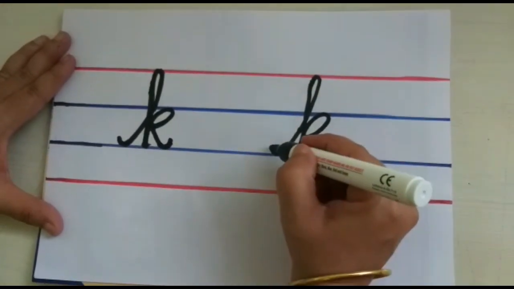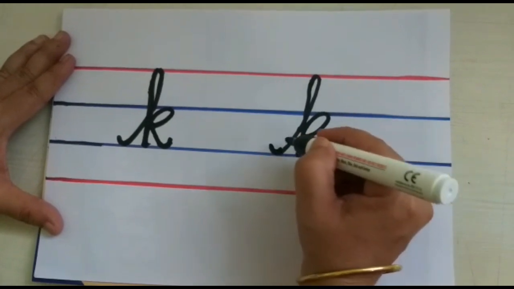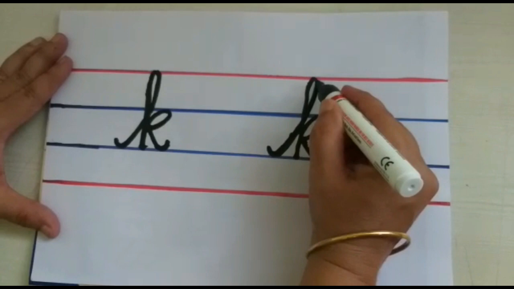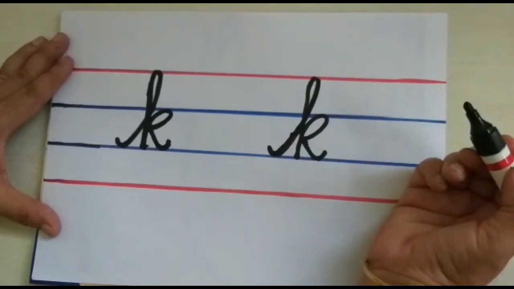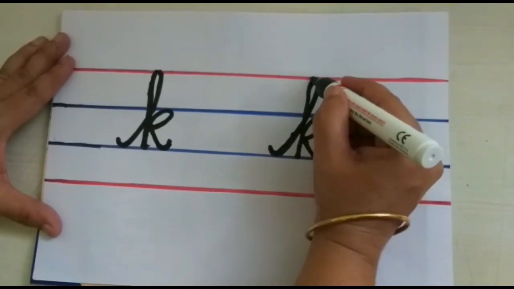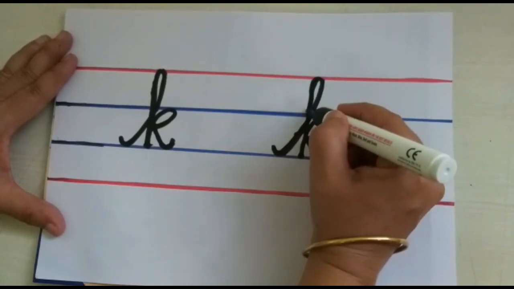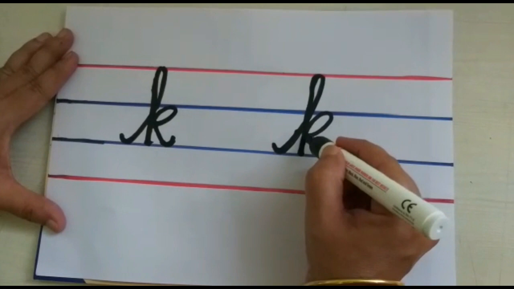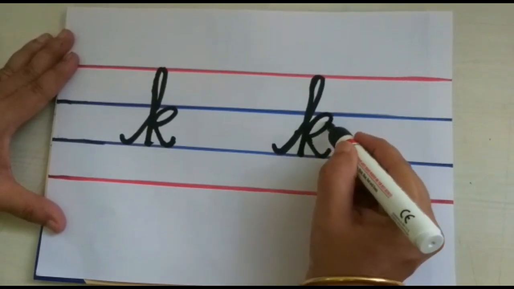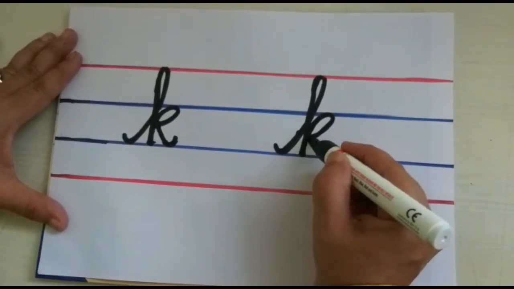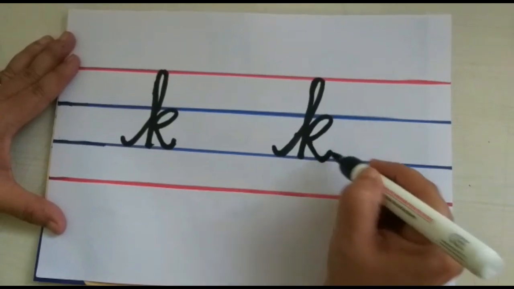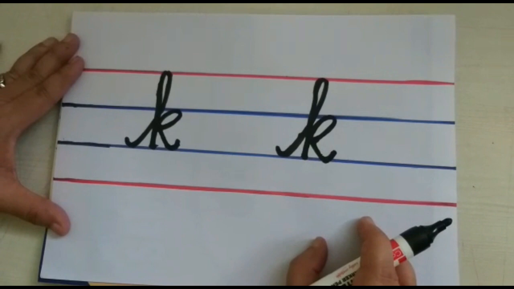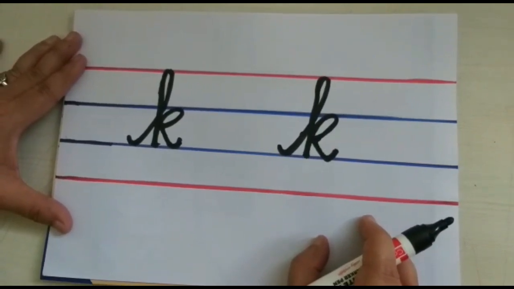Once again we will write. Make a small curve. Go up to the first red line, children. Slanting line you have to make. Now turn back, come down to the third blue line. Now again go up, make a round like that. One slanting line and a small curve. This is small cursive letter K.